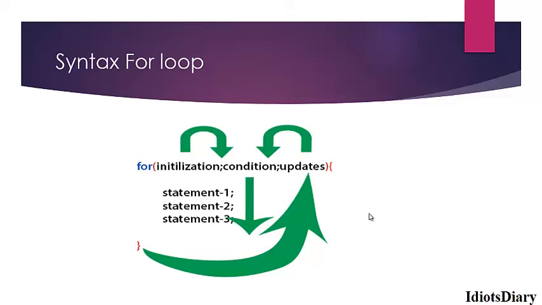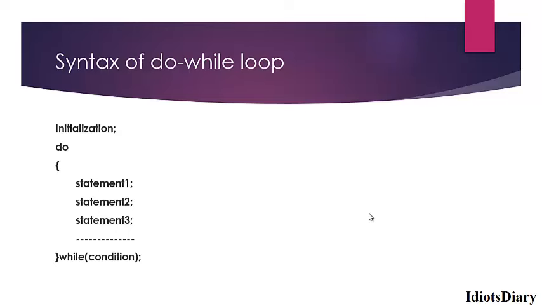Let's discuss one more loop, that is the do while loop. The syntax of the do while loop is given here. At first the initialization is performed, then the body of the loop is executed. After the body of the loop, the condition is tested. If the condition is true, then again the body of the loop is executed, then again the condition is tested. This cycle continues while the condition is true, and the loop terminates as soon as the condition becomes false.